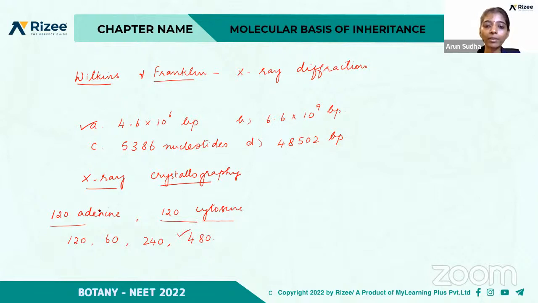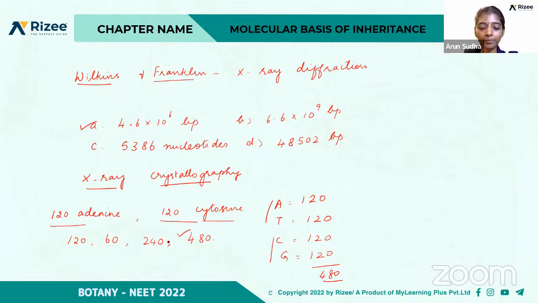So how will you find out this? 120 adenine means adenine is 120, so thymine will also be 120. If cytosine is 120, then guanine will also be 120. There occurs a bonding between guanine and cytosine, and adenine and thymine. So totally there will be 480. So 480 is the right answer. You're clear, right? So the total number of nucleotides in this DNA fragment is 480.